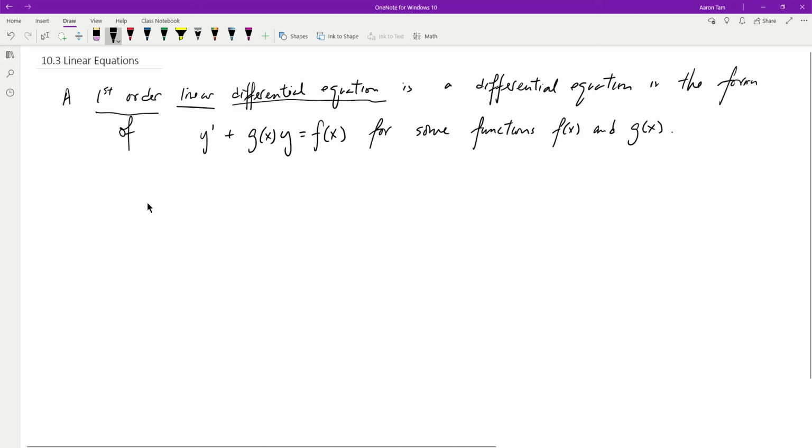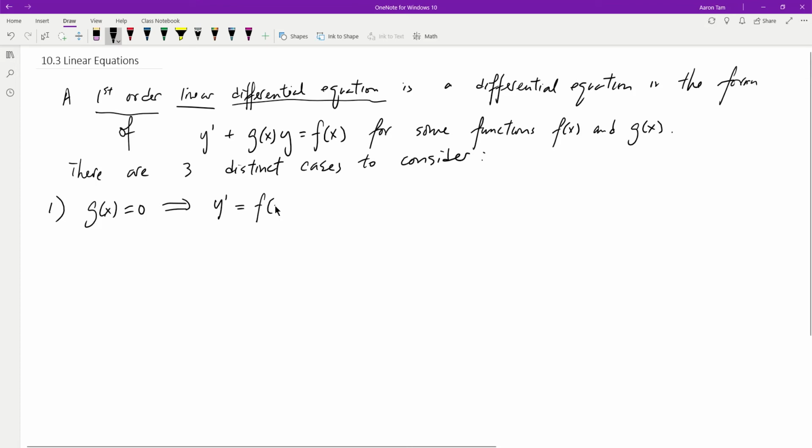These sorts of equations are one of the most basic differential equations that you can learn how to solve, and there are basically three distinct cases that we can consider. So let's start with number one: if g of x is equal to 0. That would mean our equation becomes just y prime equal to f of x, and that is a direct integration problem.